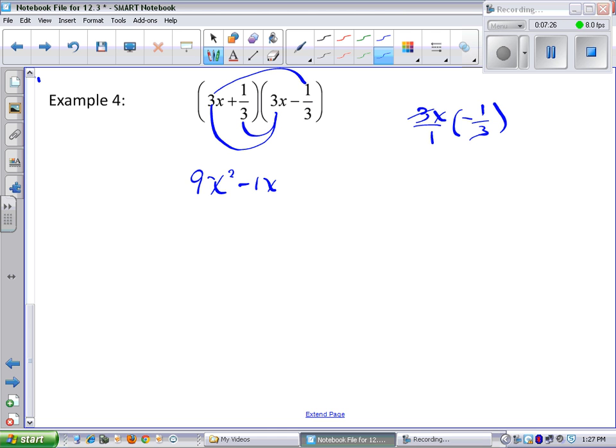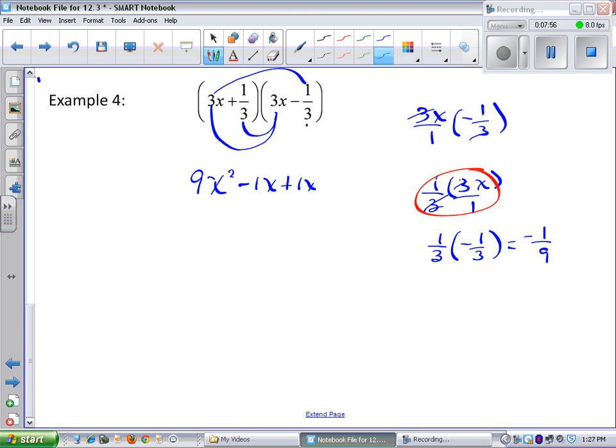The inside would be 1/3 times 3x, and the 3's will cancel, and I'll have plus 1x. And this little job can be done on the calculator, just multiplying the 1/3 times 3 and the 3 times the negative 1/3. You wouldn't want to put the x in there. The last would be positive 1/3 times negative 1/3, which would be negative 1/9. So now I'll have 9x squared, the outside and the inside will drop out, minus 1/9.